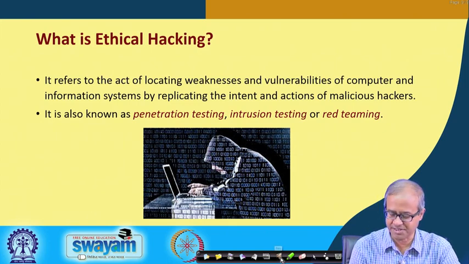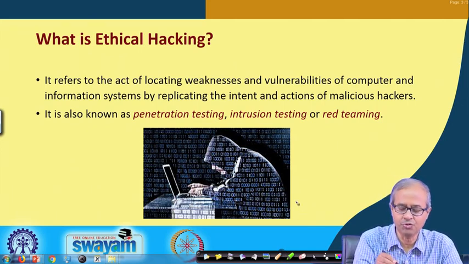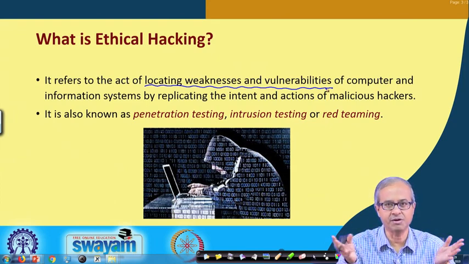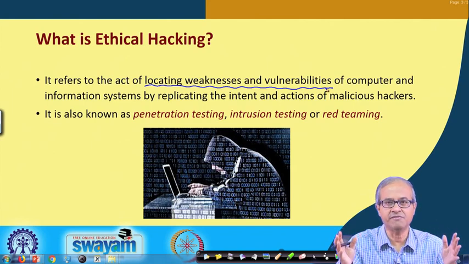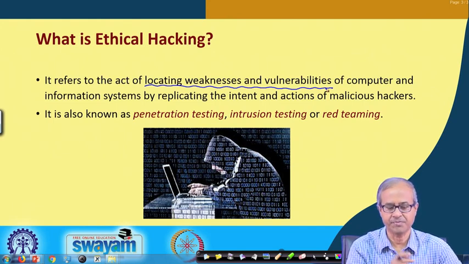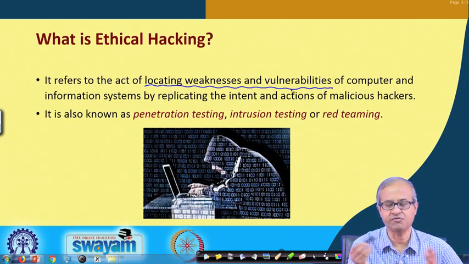Ethical hacking, as per the definition, essentially refers to locating the weaknesses and vulnerabilities. Suppose you have an organizational network, an IT infrastructure, computers which contain some software, some data, a lot of things. Here you are trying to find out whether your infrastructure or network has some weak points or vulnerabilities through which an actual hacker can break into your system, into your network. So, ethical hacking is the act of locating weaknesses and vulnerabilities in computers and information systems in general. It covers everything: networks, databases, everything.